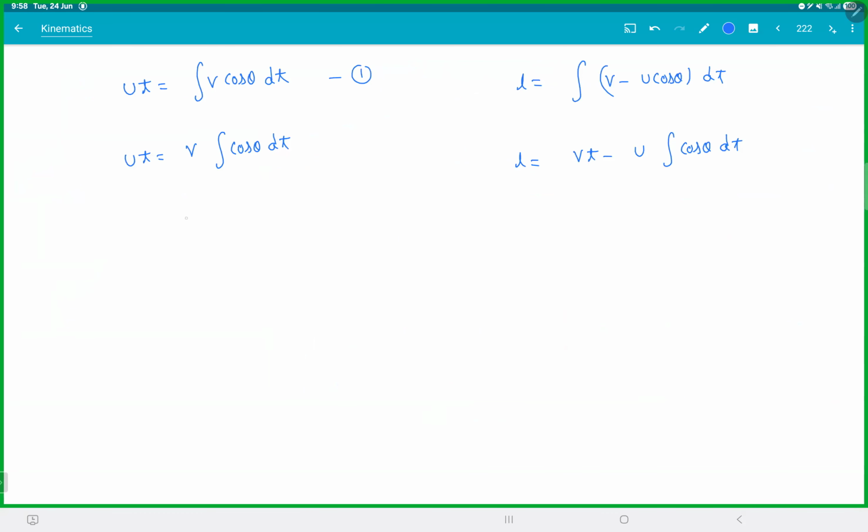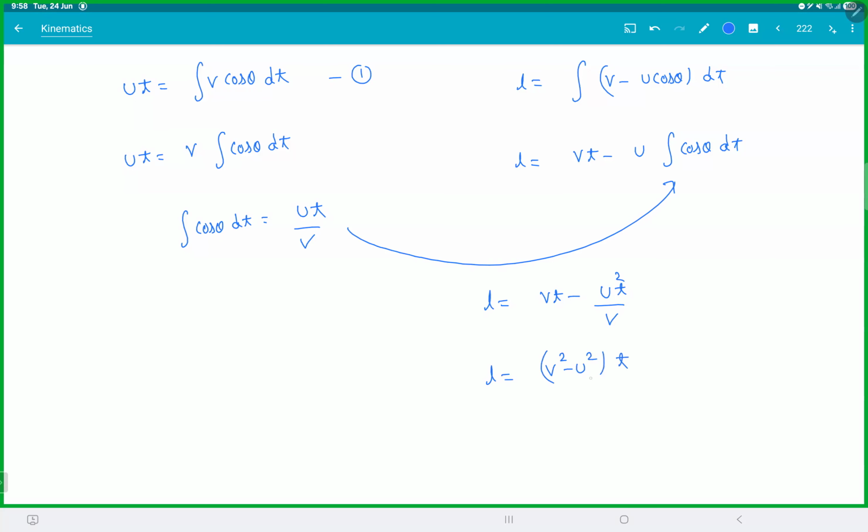So take this integral cos theta dt, which is ut by v, and substitute it here. There you eliminated cos theta dt. This will become u square t by v. So we get L is equal to v square minus u square into t by v. We get time is equal to vL by v square minus u square. This is the time when they meet.